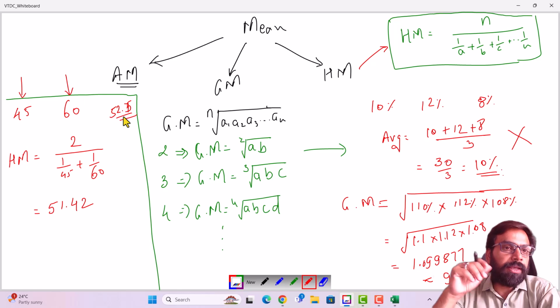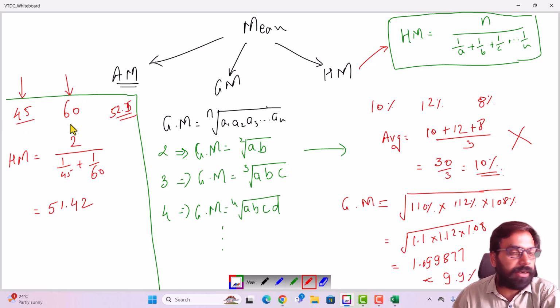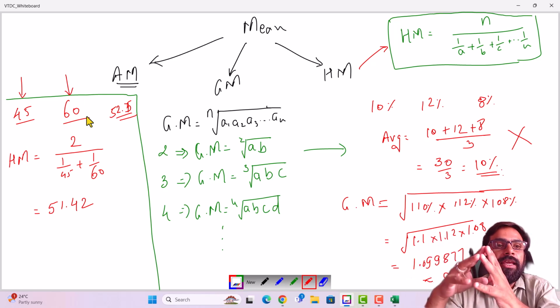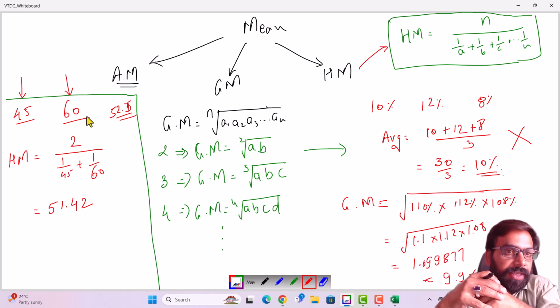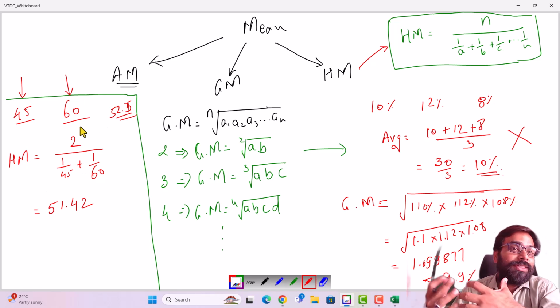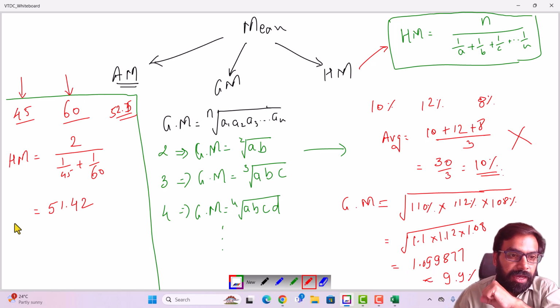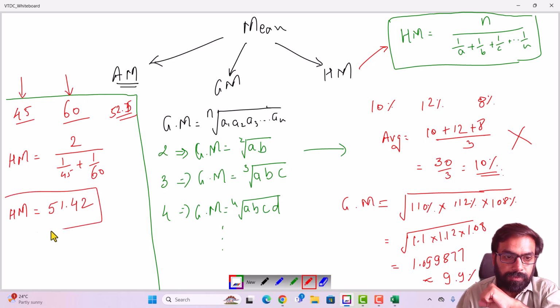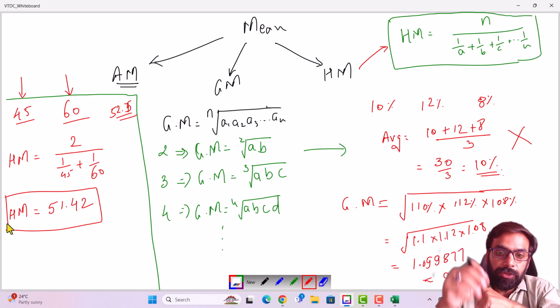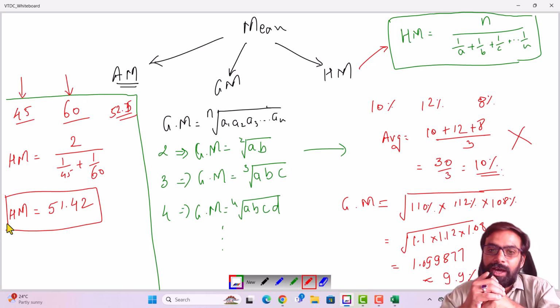The shop floor 1 gives me a productivity of 45 units per hour. The shop floor 2 gives me a productivity of 60 units per hour. What is the overall productivity I'm achieving in the entire shop floor? In that case, we need to take the harmonic mean, not the simple average, because I don't know how much each shop floor is making. Here, harmonic mean is basically a better approximation of the average. So on an average, my factory is producing 51.42 units per hour. That is the entire objective of harmonic mean.